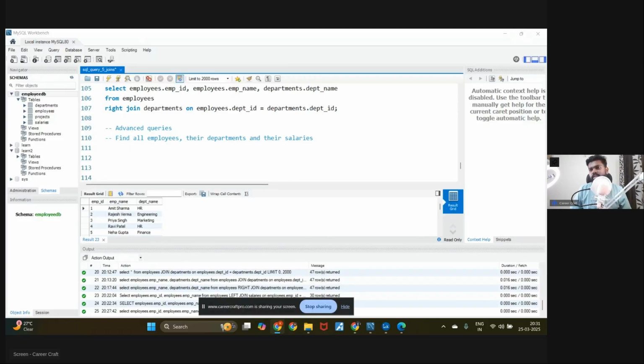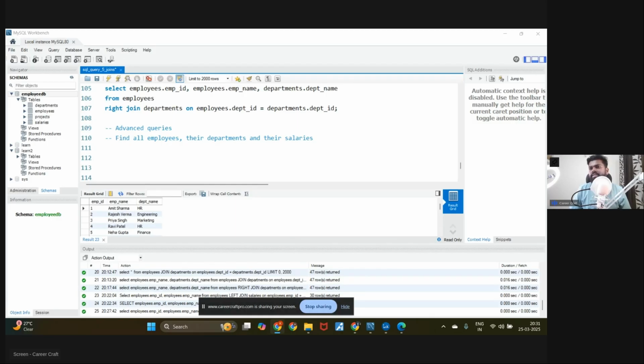Piyush has done something. E dot employee ID, E dot employee name, department name, salary. Very good. Then from employees as E left join departments as D on department ID and left join salary. Very good. Proud of you.